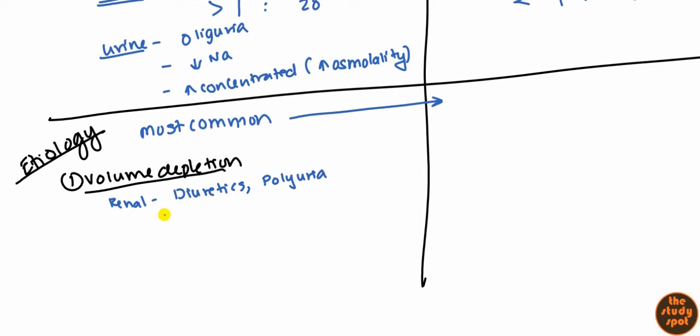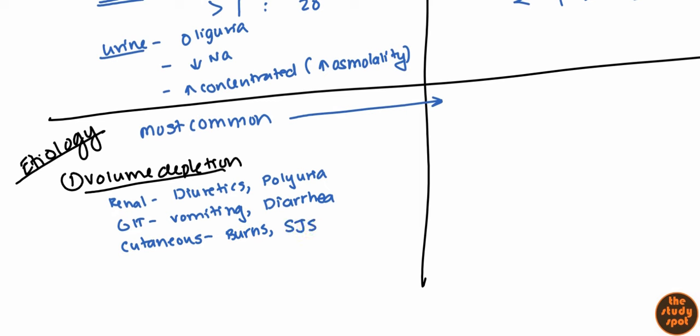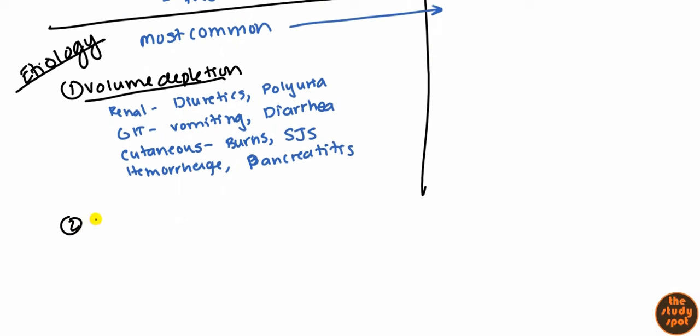Another cause would be the GIT, so this would be vomiting and diarrhea, which is pretty obvious and can lead to volume depletion. Through the skin, cutaneous, this is very common in burn patients as well as patients who get Stevens-Johnson syndrome. As well as that, you get hemorrhage and even pancreatitis, for third spacing has been known for that. So besides volume depletion, you can also get hypoperfusion.